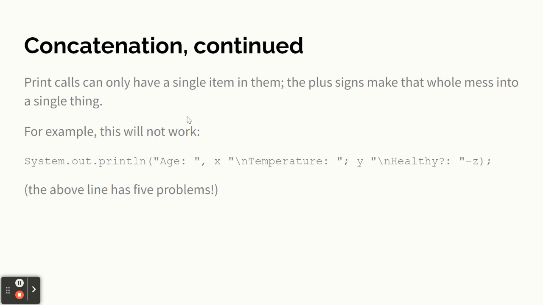Print calls can only have one thing in them. So you can't put commas or spaces between things. But when you put a plus sign between different pieces, that in effect turns it into one thing. So this line will not work. Let's take a look. It says age and then comma and then temperature, and then there's a semicolon here. Like this line is so messed up. There are 5 problems in here.